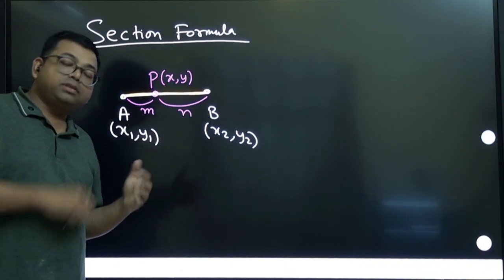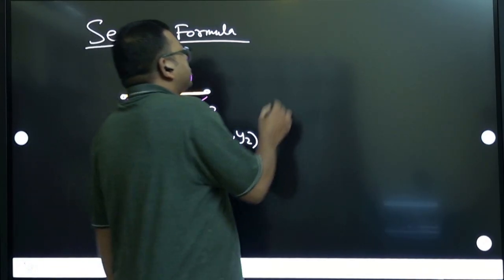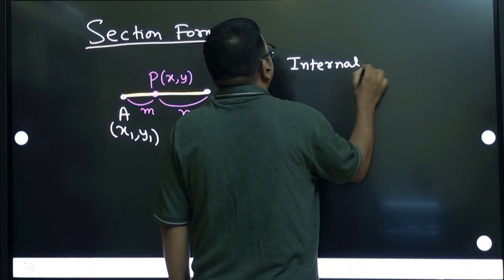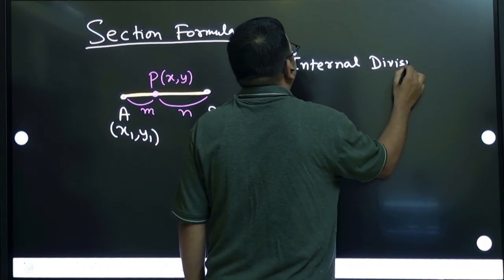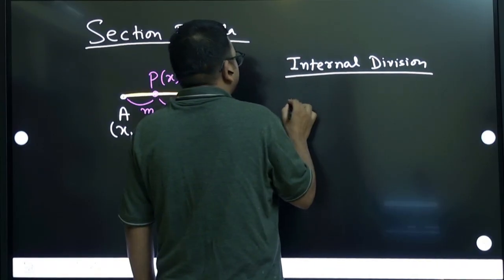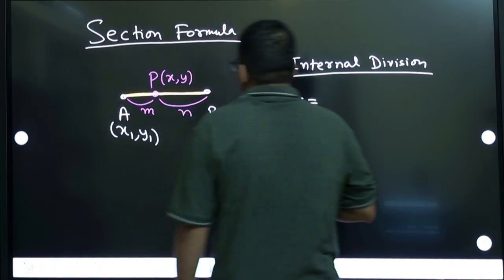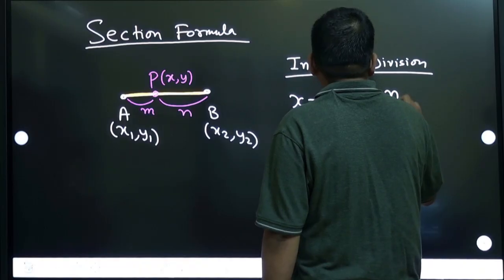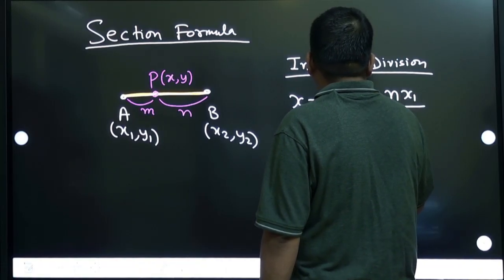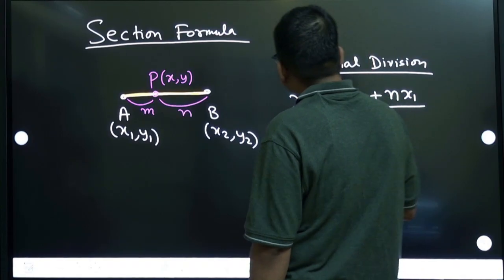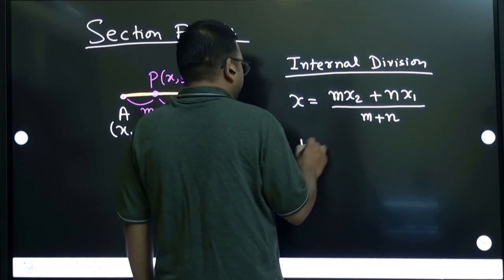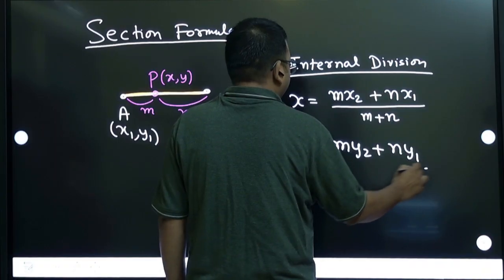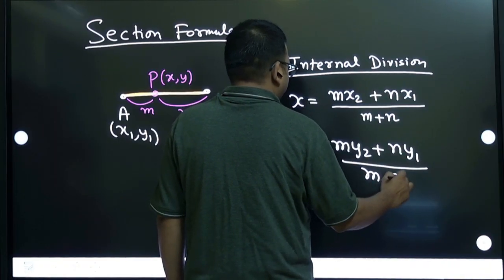M is to n is the ratio in which this point P is dividing. So this point P is dividing internally. This section formula we will first see for internal division. The x coordinate will be given as mx2 plus nx1 by m plus n. And y can be similarly written as my2 plus ny1 by m plus n.